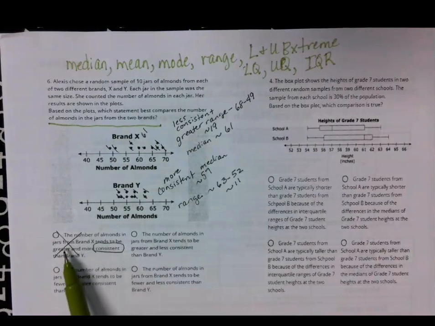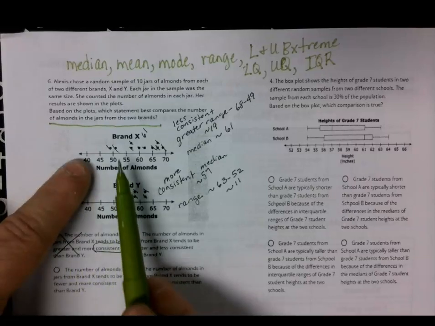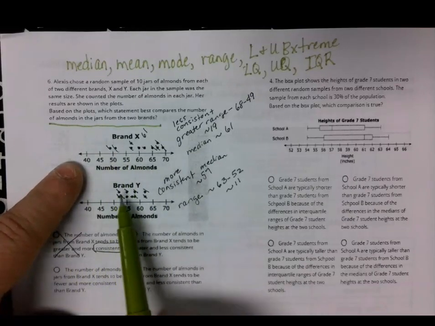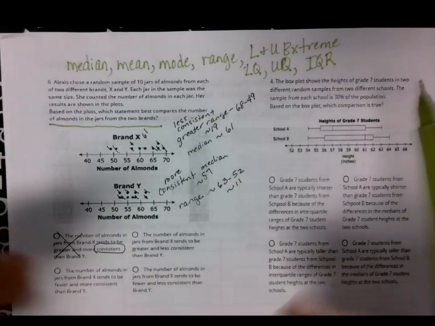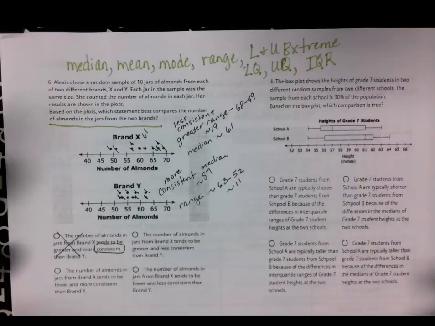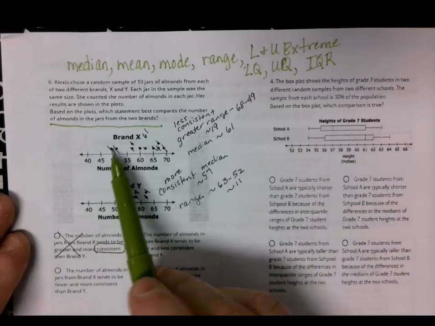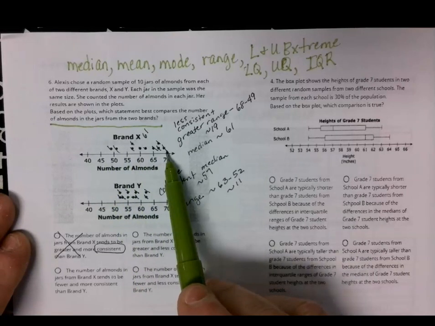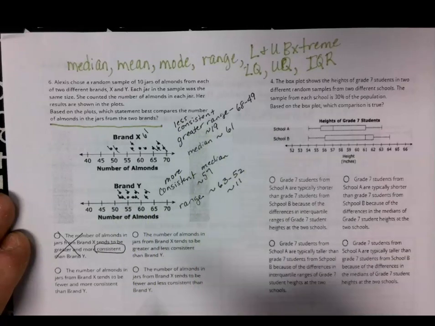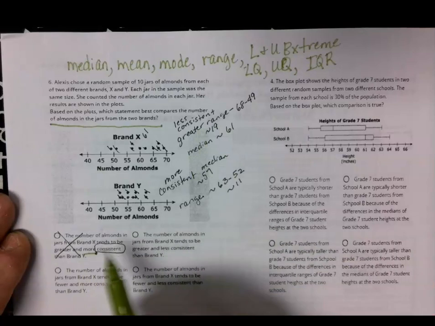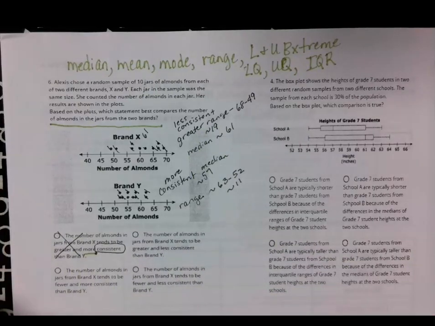So this first one I've eliminated, and we'll share why. The number of almonds in the jars from brand X is greater and more consistent. So if we look at brand X, when comparing the consistency or the variation, we're talking about how far they are spread apart. How wide is that spread? And if we look at brand X, we see that it's spread further apart than Y. That means it is less consistent. So because it says more consistent, it cannot be my correct answer.